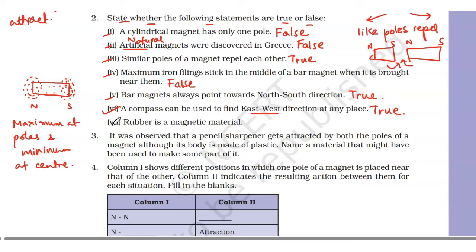Number 7. Rubber is a magnetic material. Try out. If you have any doubt about this, please try out. Take a rubber, bring it close to a magnet, see if it gets attracted or not. It won't get attracted because it is not a magnetic material.